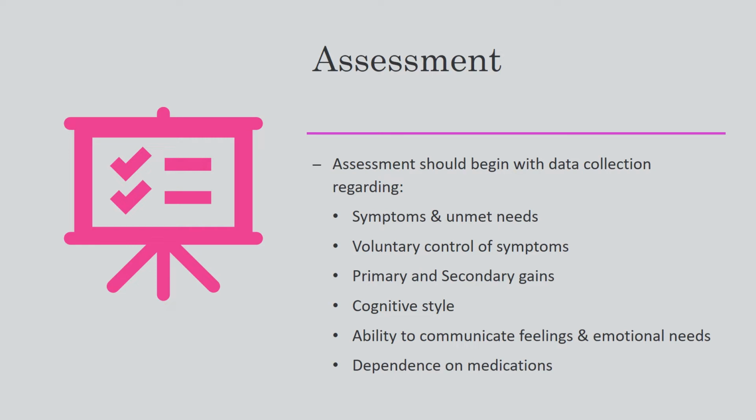Unmet needs: you want to assess if the patient is able to meet their own basic needs. All right. When you're getting into voluntary control of symptoms, this again is key because during assessment, if the patient is exhibiting symptoms that are not under voluntary control, that immediately is going to rule out factitious disorder, and vice versa. If the client is exhibiting symptoms that seem to be under their voluntary conscious control, then we know we're dealing with factitious disorder instead of somatization. So it's very, very important to determine if the symptoms are under the patient's voluntary control.